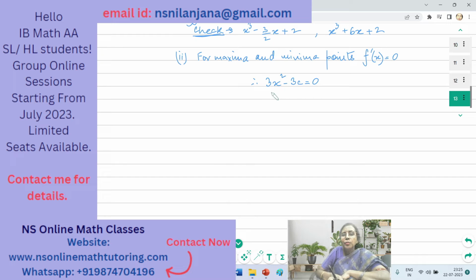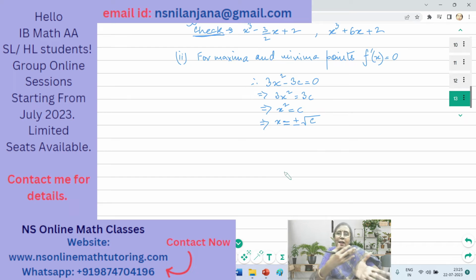So 3x square equal to 3c, or x square is equal to c, or x is equal to plus minus square root of c. Now, if c is a real number, c can either be negative, c can be equal to 0, or c can be a positive number.